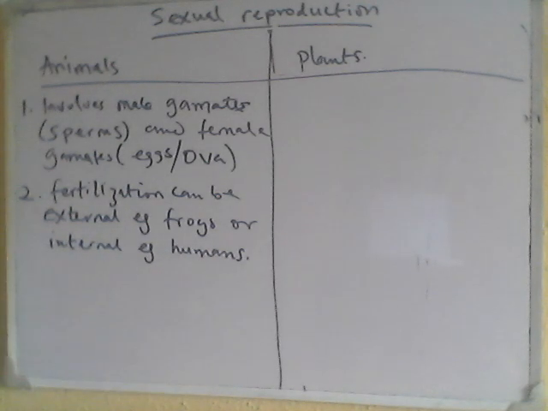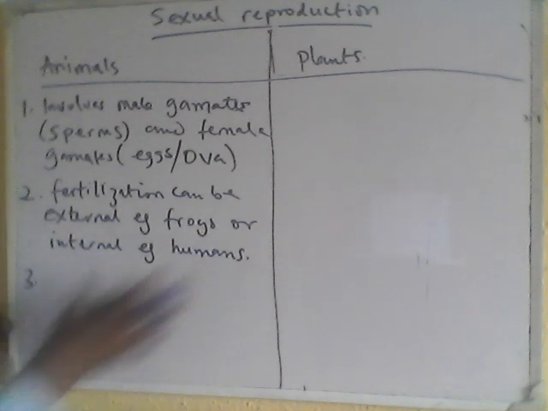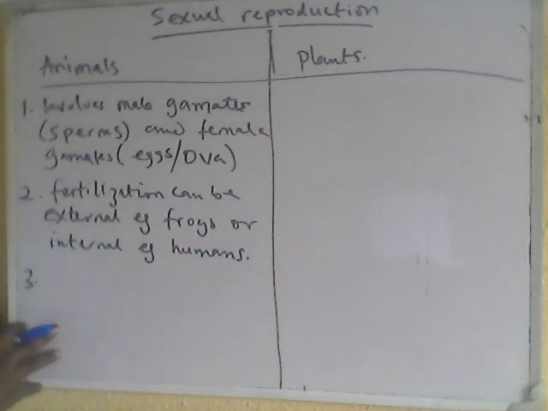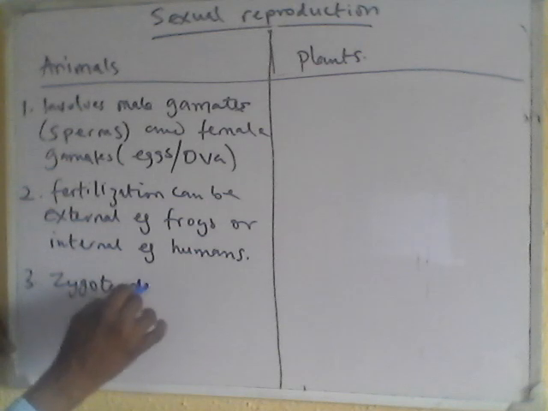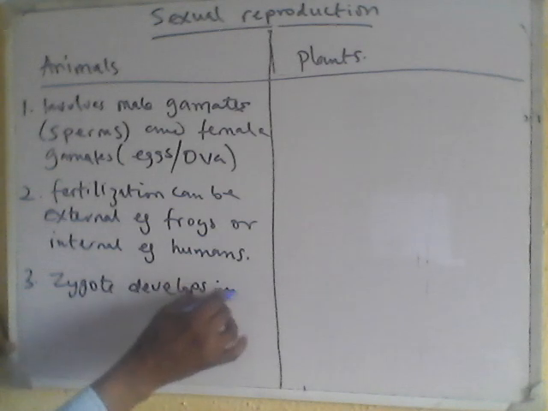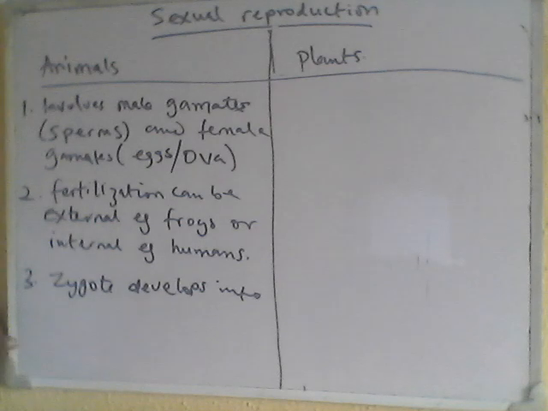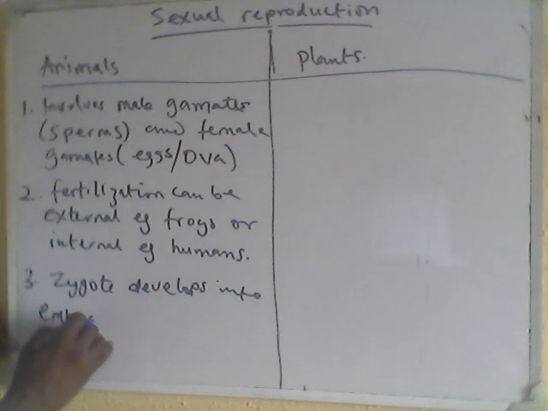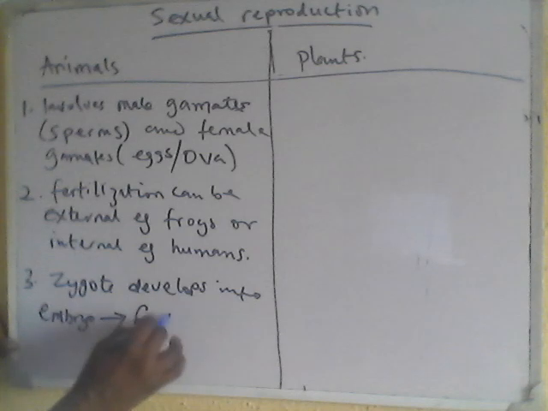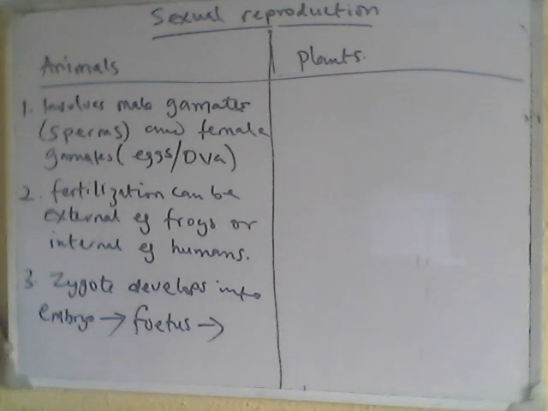And the third one here is that zygote develops into embryo. From embryo, it goes to fetus and to the young. So the zygote is the product of the fertilization that has happened, the two gametes. So zygote develops into embryo, and from embryo it goes to fetus, and from fetus it goes to the young.